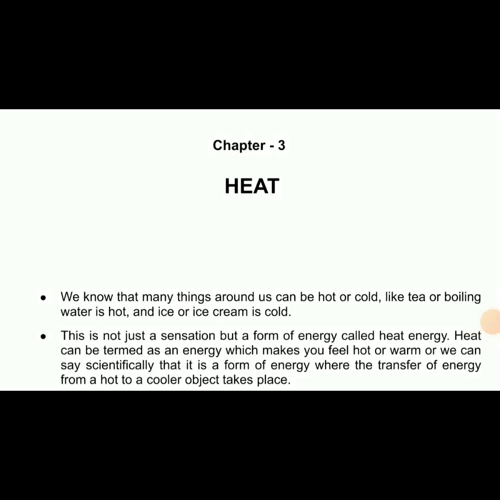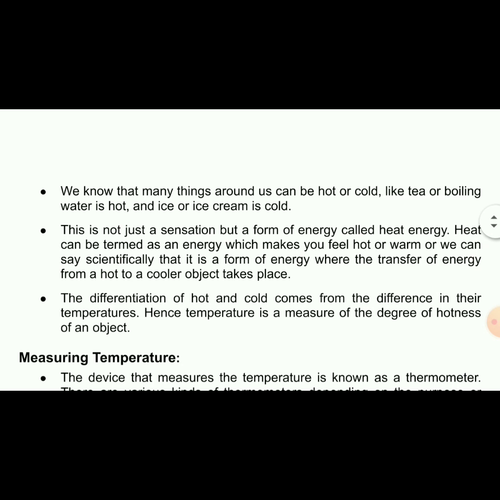Everyone, today we're going to revise our chapter, and the name of this chapter is Heat. So let's start. We know that many things around us can be hot or cold, like tea or boiling water is hot, and ice or ice cream is cold. This is not just a sensation but a form of energy called heat energy.